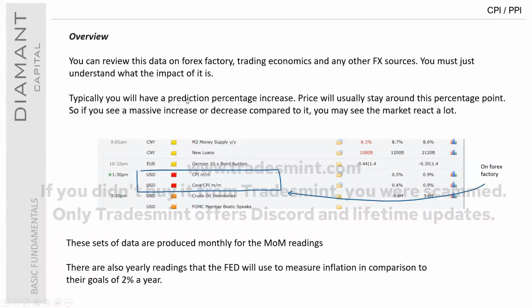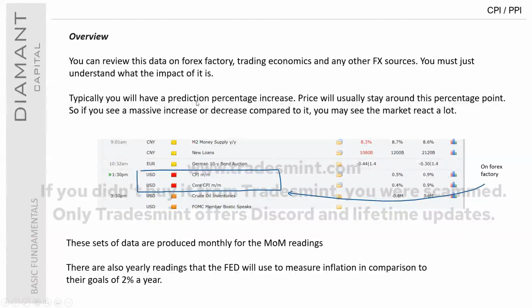Typically you have a prediction percentage increase. If we expect CPI to come out, based on the different indicators they have and economic research, they'll put the previous reading on the right-hand side, and the prediction in the central area. So they're going to predict that CPI for this month is going to increase by 0.5%.